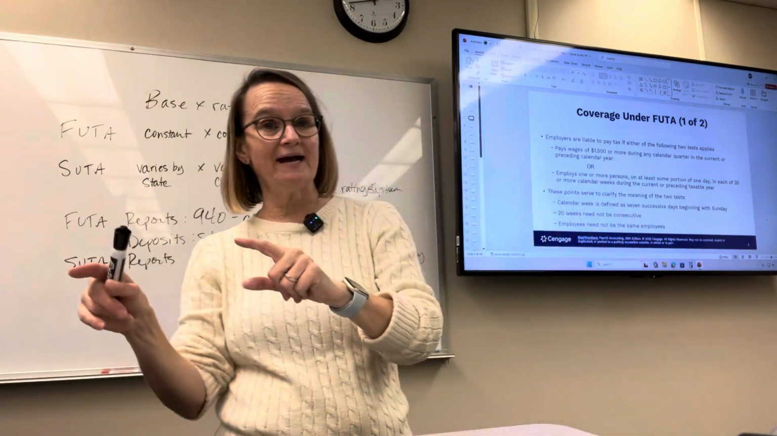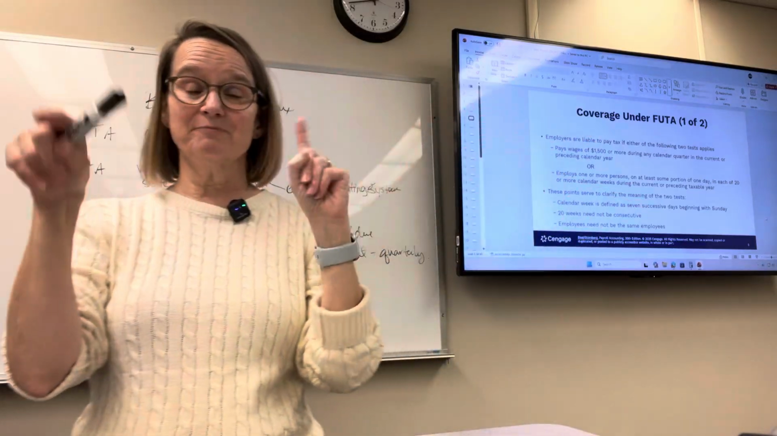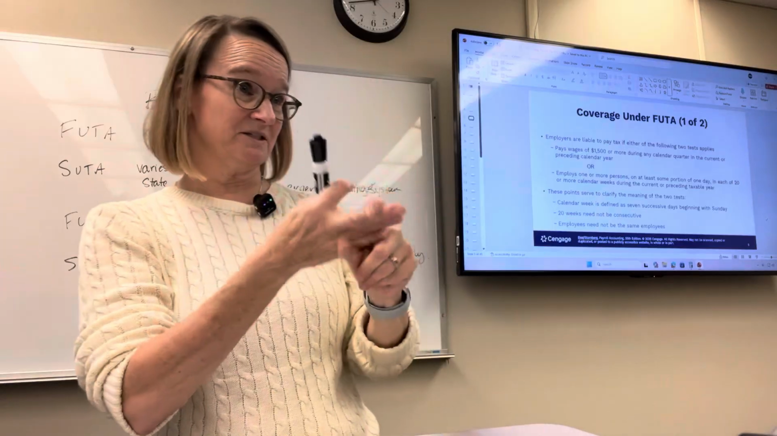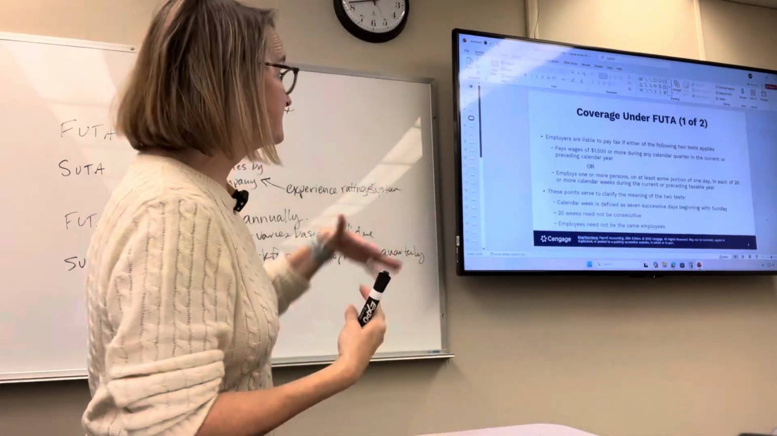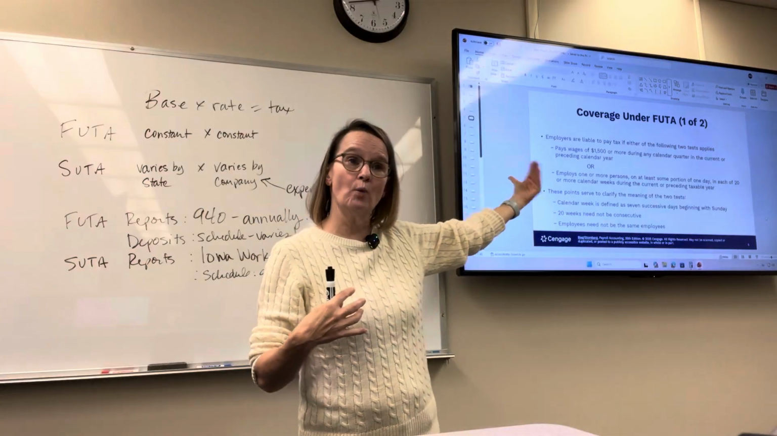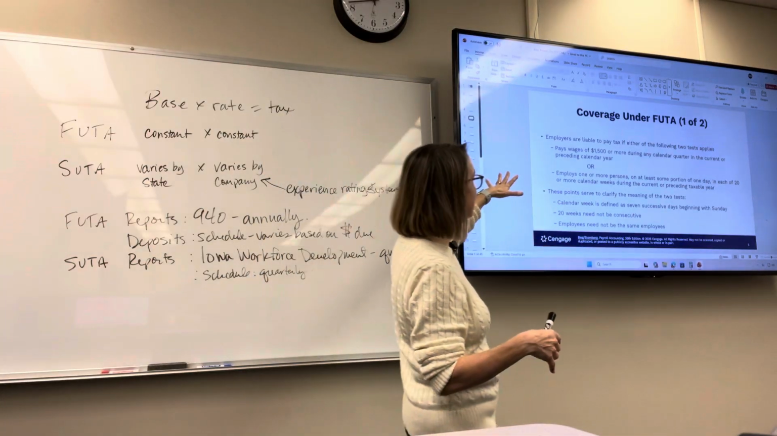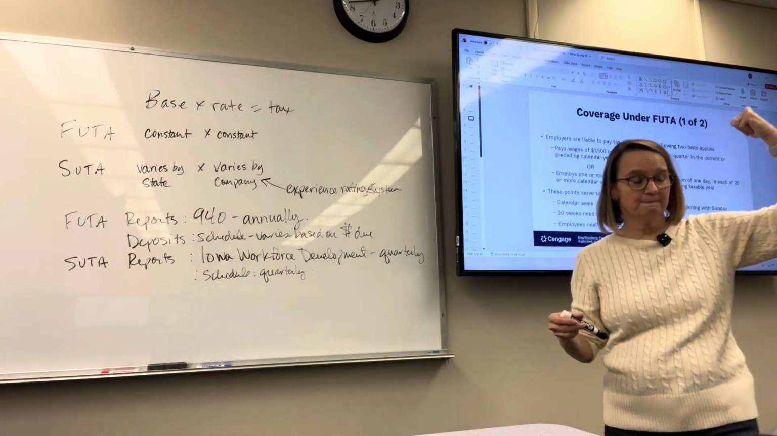Remember when we were talking about the 941 and whether the frequency of making those deposits for income taxes, Social Security taxes, Medicare taxes, that was based on how much tax was owed. In this case, this is based on how much in wages were paid. So did the company pay $1,500 or more during any calendar quarter this year or last year?